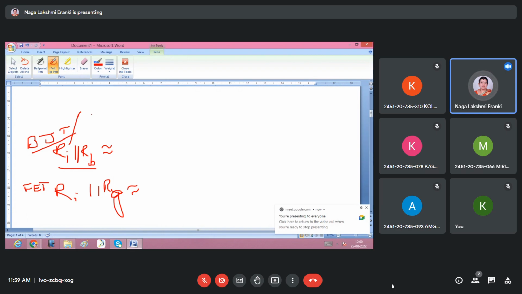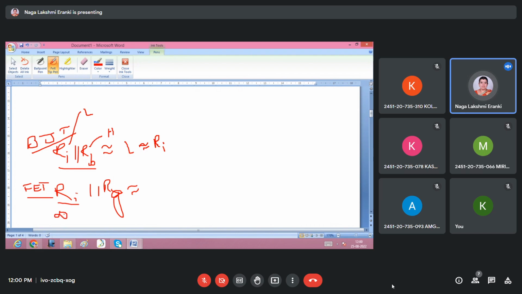In case of BJT, is the input resistance of the amplifier low or high? High, ma'am. RB value is high. When a low value is in parallel with a high value, the effective resistance is low. That means this is approximately equal to RI. That is the reason why we have considered RI for the next stage. In case of FET, the Ra value is very, very high, almost infinity.